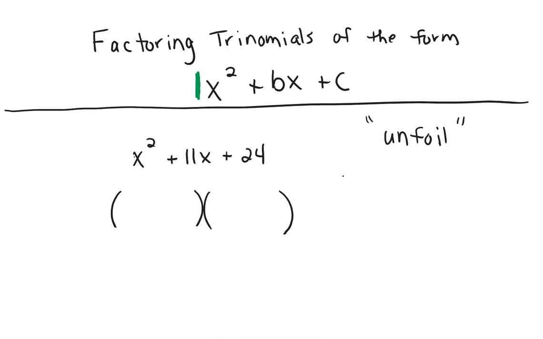And since I have a 1x squared, this x squared is my first term, and it comes from first times first from the FOIL method. Remember, F stands for first. And so there's only one choice, x times x. That's the only way you're going to get an x squared.